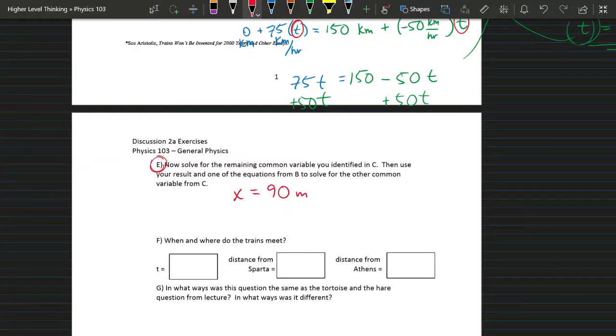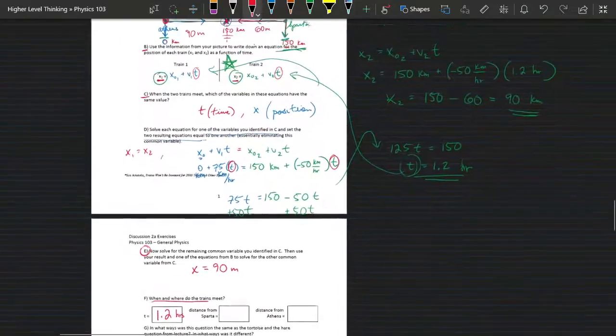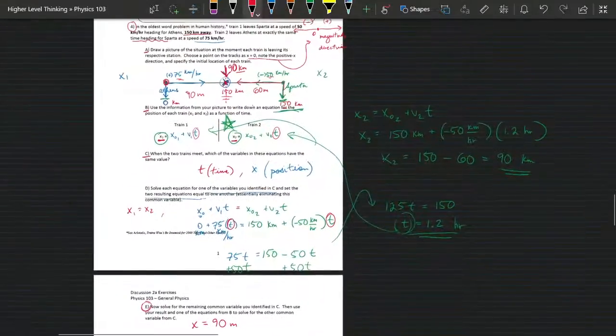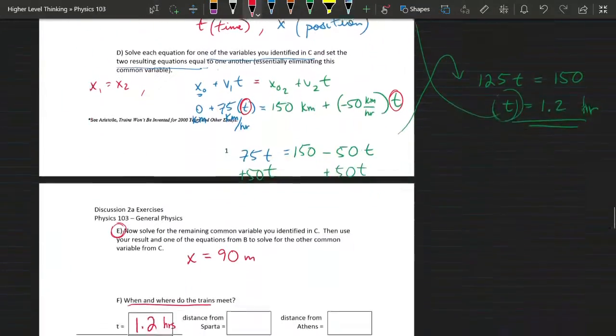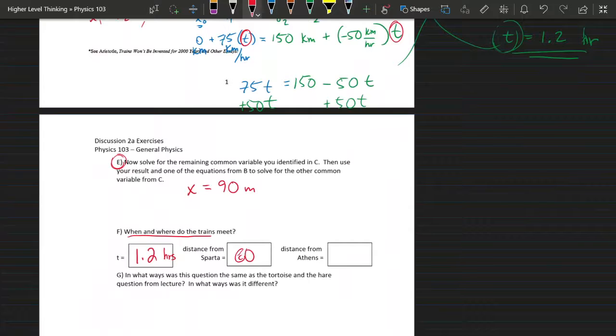So now we can fill this in. When and where do the two trains meet? They meet after 1.2 hours. Well, what's the distance from Sparta? We know that was a 60-meter difference, 60 meters, and the distance from Athens, we said, was 90 meters.